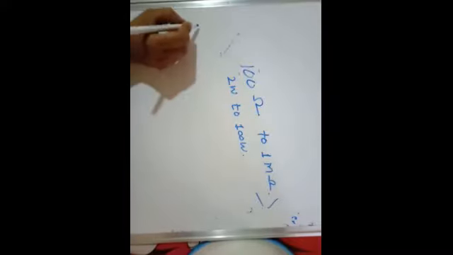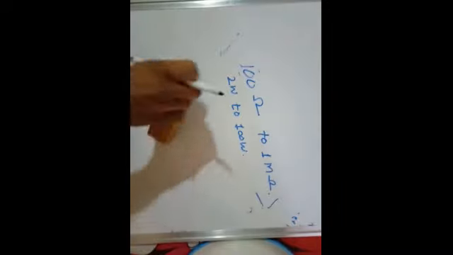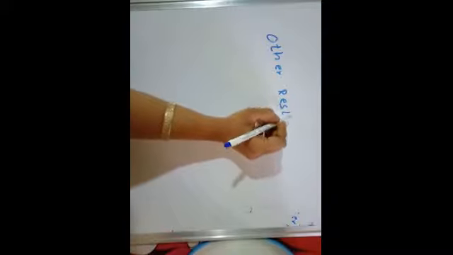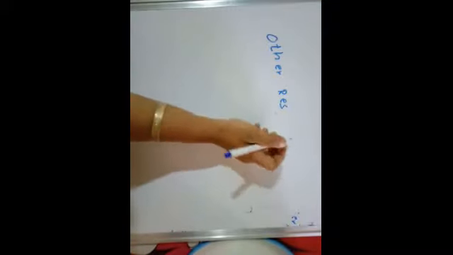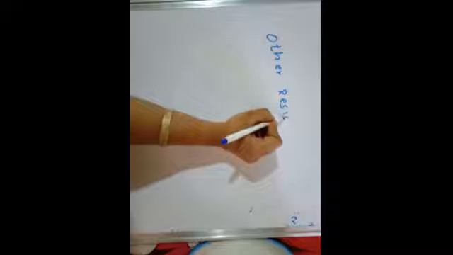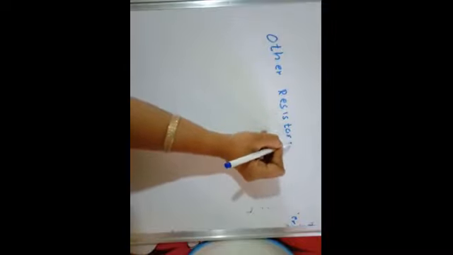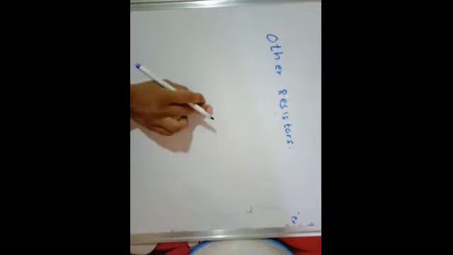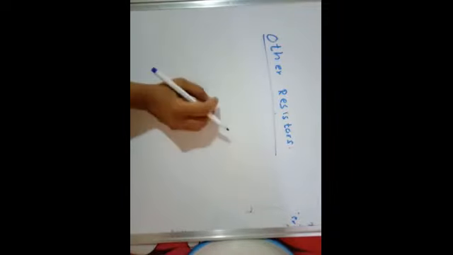Now we are going to see the other resistors. Here we have seen two types of resistor, fixed and variable. In fixed we have seen the carbon composition resistor and wire wound resistor, and in variable also we have seen the carbon type resistor and the wire wound resistor. Now we will see the other types of resistors.